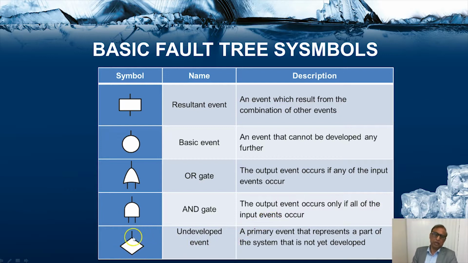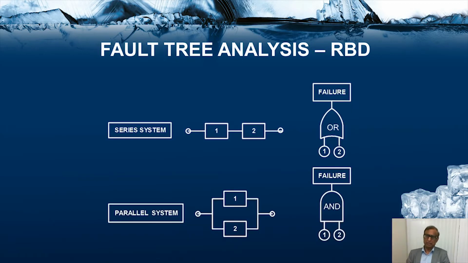The output event occurs only if all the events occur together. And a trapezoid is an underdeveloped event, a primary event that represents a part of the system that is not yet fully developed. Let's look here at the relationship between fault tree analysis and reliability block diagram.